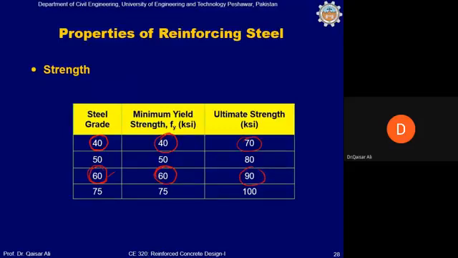And 50 and 75 steels are not produced in Pakistan, although they are available elsewhere. In Pakistan, some factories, especially Mughal Steel, have started production of grade 70 steel, 70 KSI. And we have used this grade 70 steel in one of our projects, which I was talking about in the beginning, that is the Diamond Mall on the University Road. 70 KSI steel we have for the first time used in our projects.